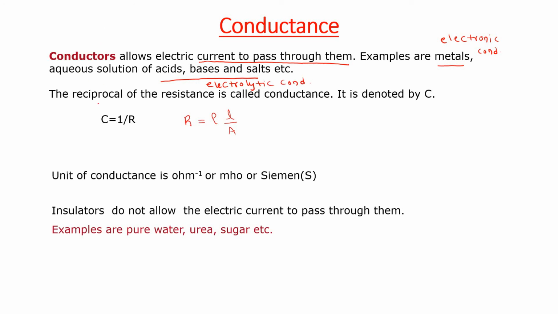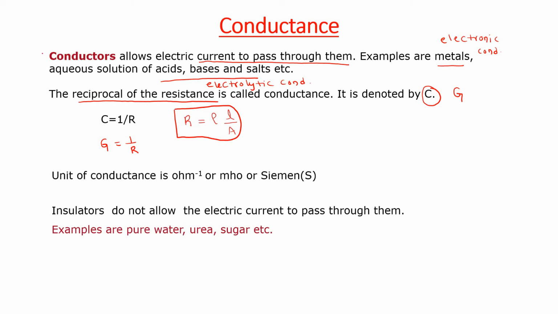Already we know the reciprocal of resistance is called conductance. It can be denoted by C, which is the old nomenclature. Nowadays we use G. G stands for conductance. The reciprocal of resistance is called conductance, represented by G. G is equal to 1 by R. R we already know from the last slide, where we derived this formula from the last equation. So we will take that in the next slide.